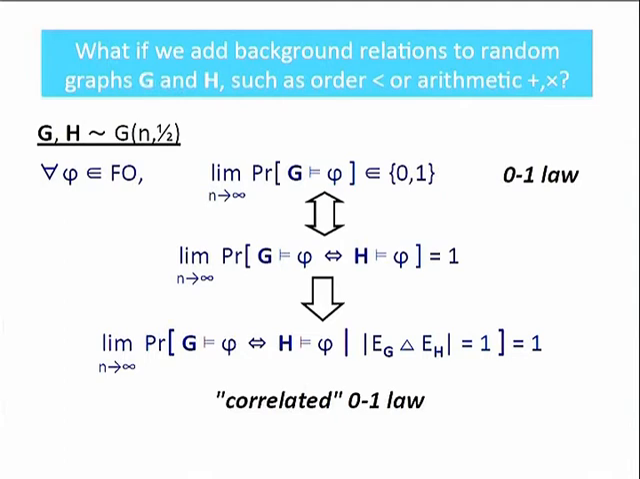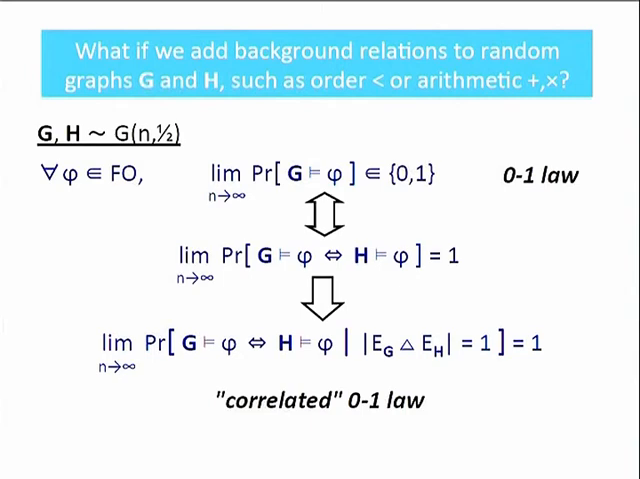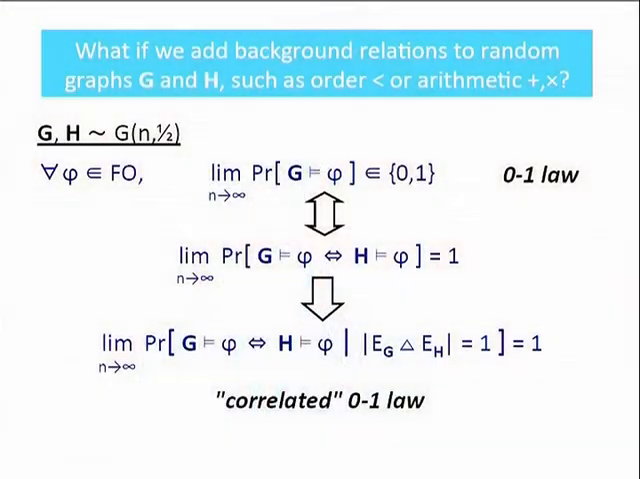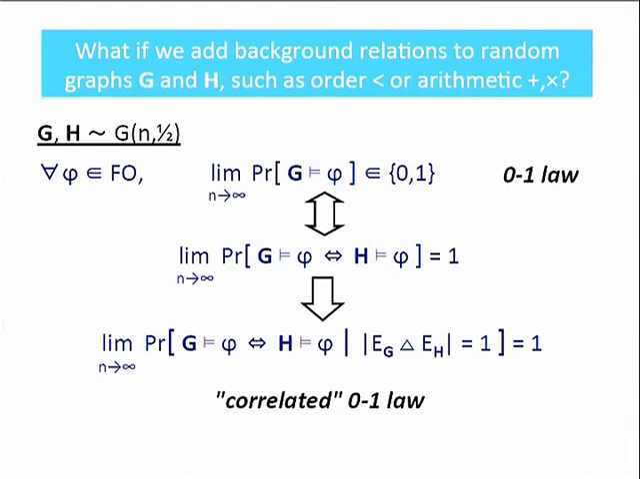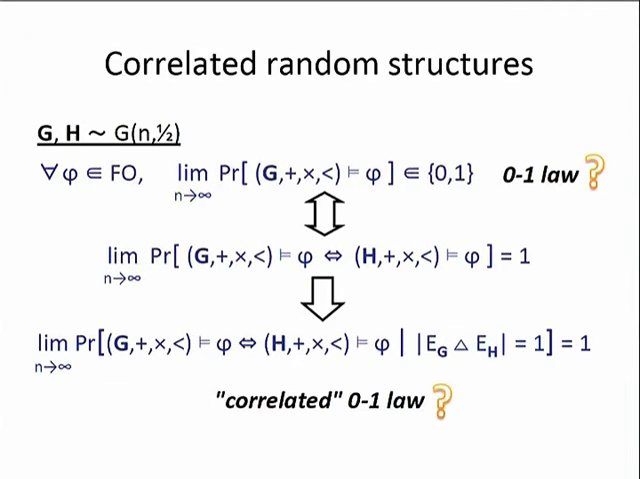So that's talking about the language of unordered graphs. It also follows just from this. But now the question is, what if we add some background relations to our graphs G and H, such as a linear order or arithmetic? Then what happens to this correlated 0-1 law for such graphs? So now I'm going to add to the background of our graphs G and H some arithmetic predicates, so plus, times, and a linear order. And what happens to this correlated 0-1 law?